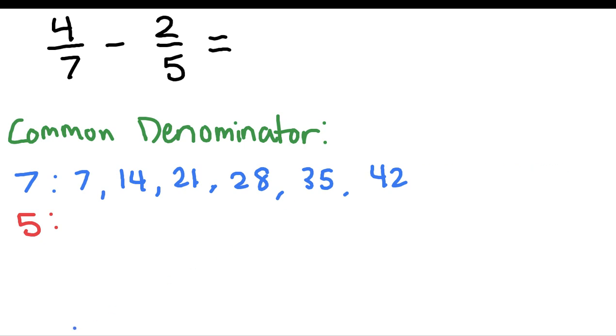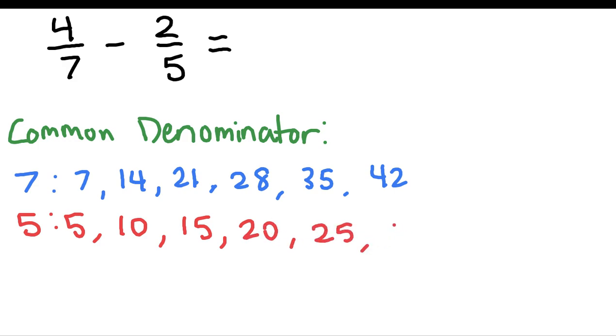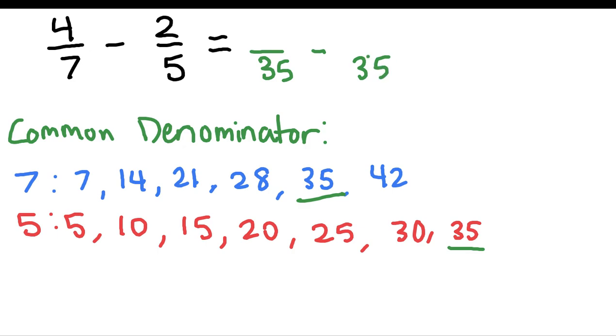This, of course, goes on forever, but we don't want to write all those numbers, so we start off with a small quantity. So for 5, we got 5, 10, 15, 20, 25, 30, 35. And you may have realized that we have 35 as the common denominator. And we found the least common multiple, which is 35. So we'll write that in. We'll write 35, subtract 35. So our denominator is done.